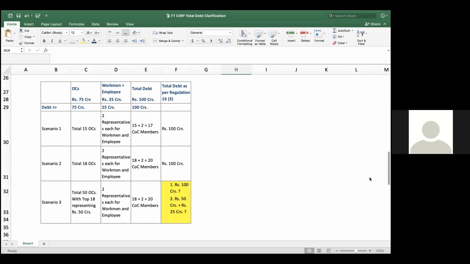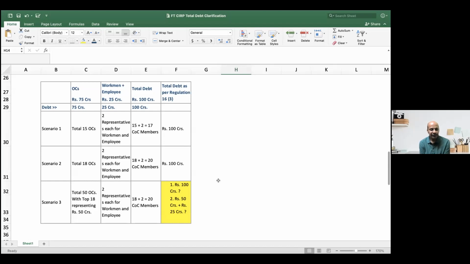Explain again the scenario 3. Yeah. So in case of scenario 3, what is happening is the number of operational creditors are 50, which is more than 18, and there is a split. So in these operational creditors, top 18 are having a total debt of rupees 50 crores. The balance 32 operational creditors are having a debt of 25 crores.